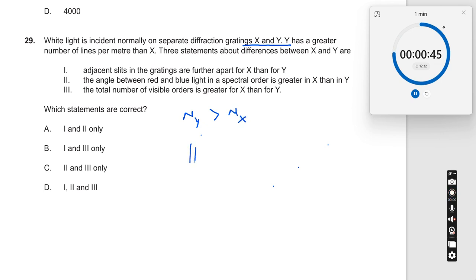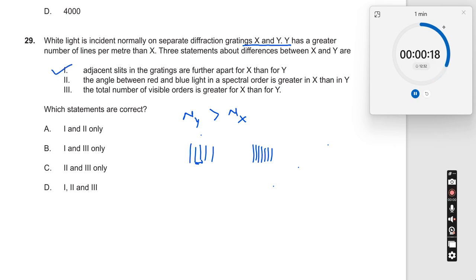So you have Nx like this and Ny closer like this. Now three statements about differences between X and Y are given. If you see, the distance between every line is much farther in X as compared to Y, which means adjacent slits in the gratings are farther apart for X. They are farther away as compared to Y. So therefore, answer A is correct.